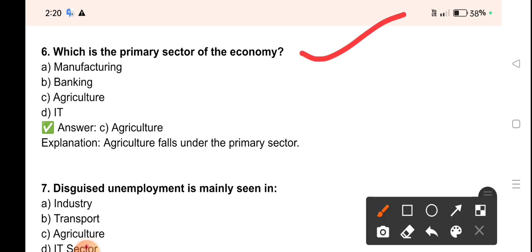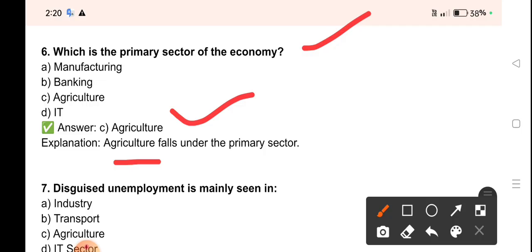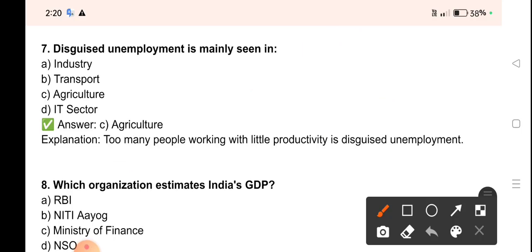Which is the primary sector of the economy? Manufacturing, banking, agriculture, IT. Agriculture. Agriculture is the primary sector of the economy. Agriculture falls under the primary sector.